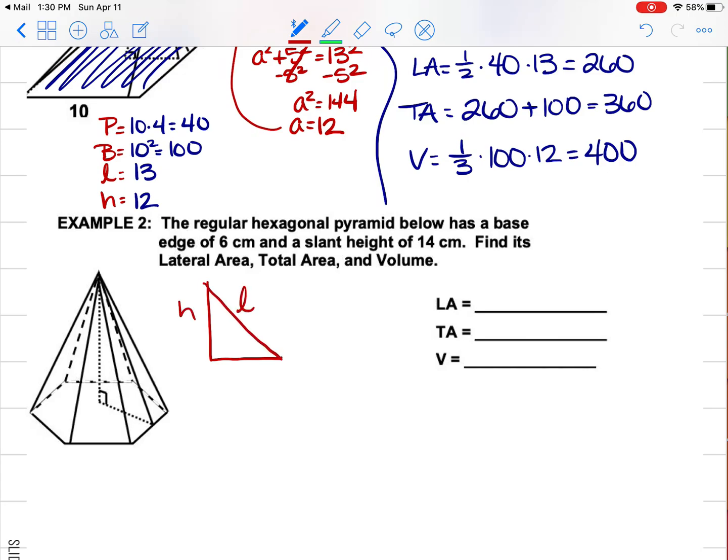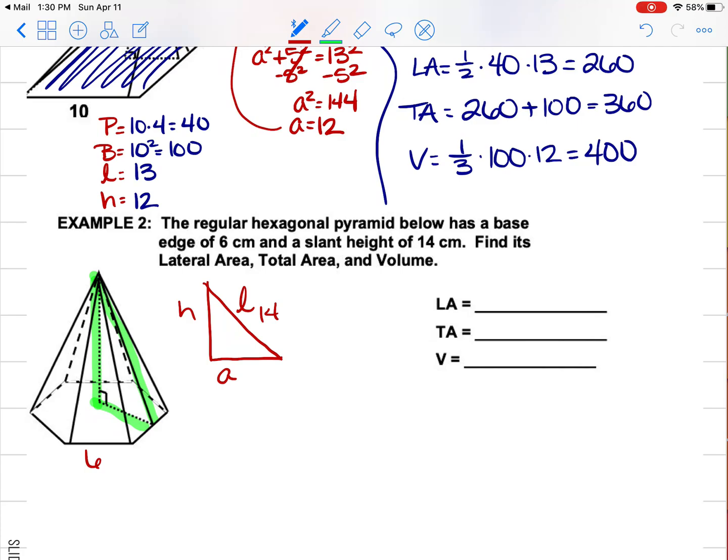Slant height, height, and apothem. Okay, the slice that I'm taking out is right here. There's our height, your apothem, and your slant height. It tells me in the instructions that the base edge is 6. The slant height is 14. And that's all we have.